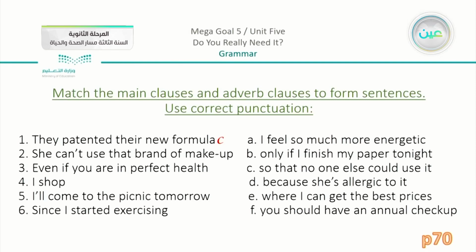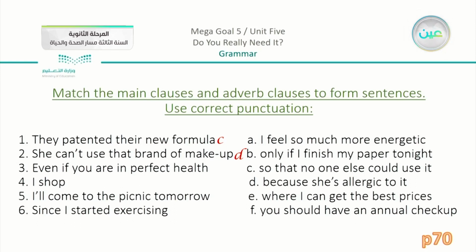Now, she can't use that brand of makeup. You do have other choices. So we have here A, which is I feel so much more energetic. We have here B, only if I finish my paper tonight. D, because she's allergic to it. E, where I can get the best prices, and F, you should have an annual checkup. So basically we are going to see the structure, and we do have the pronoun she, which means that we have here D, because she's allergic to it. So this is the first one.